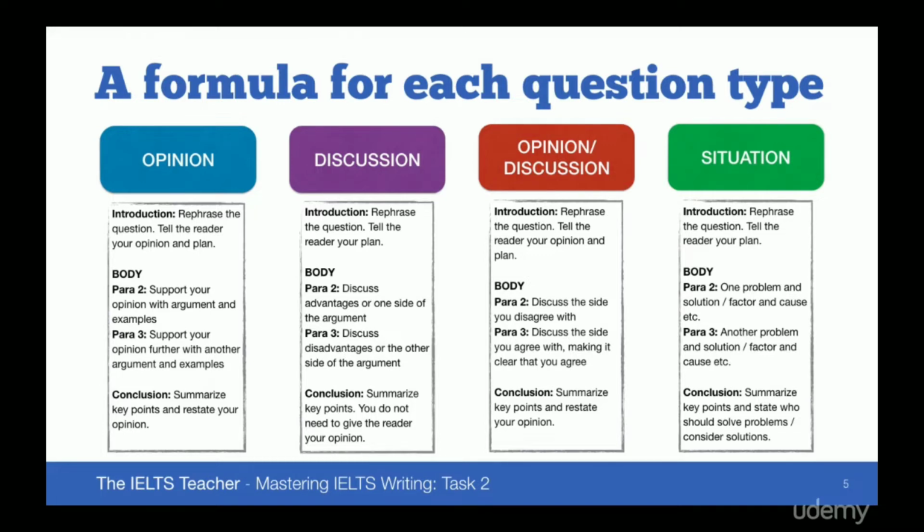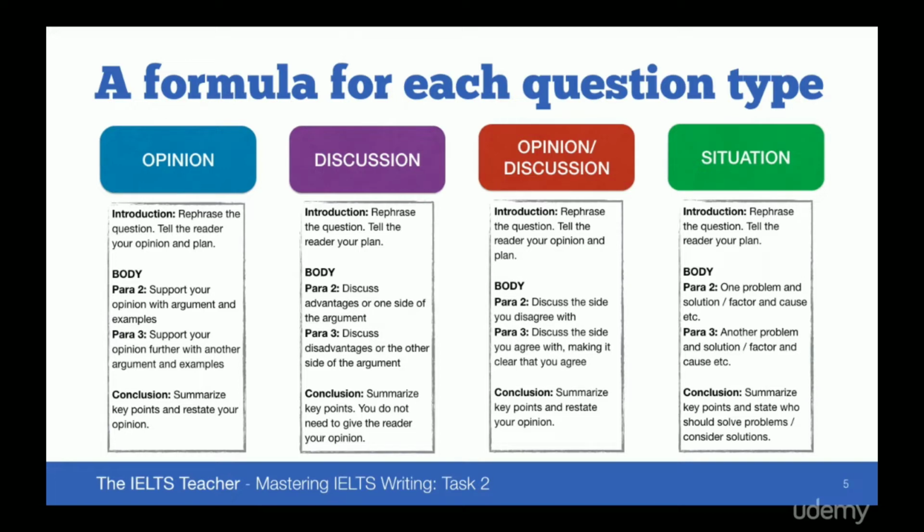Contrast that with the discussion structure. In the introduction to a discussion question, you do not mention your opinion. In the body, you do not mention your opinion. You simply discuss the advantages and the disadvantages of a particular topic. In the conclusion again, you do not need to give the reader your opinion. You just summarize what those pros and cons were.